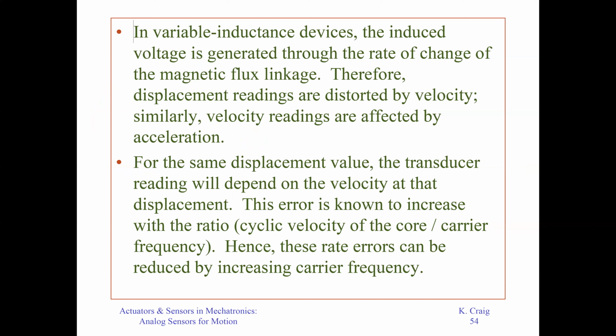This type of variable inductance device induces voltage through the rate of change of the magnetic flux linkage. So the displacement readings are distorted by velocity. Similarly, velocity readings are affected by the acceleration. This is reasonable: if you do not move smoothly, the signal will get distortion.